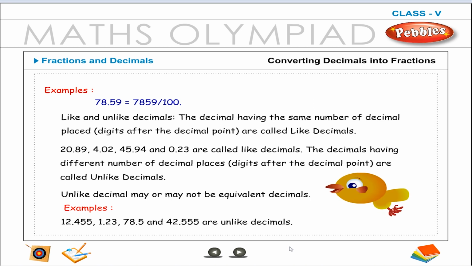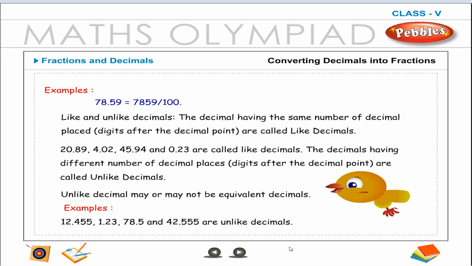Like and unlike decimals. The decimals having the same number of decimal places, that is, digits after the decimal point, are called like decimals. Example, 20.89, 4.02, 45.94 and 0.23 are called like decimals. The decimals having different numbers of decimal places are called unlike decimals. Unlike decimals may or may not be equivalent decimals.